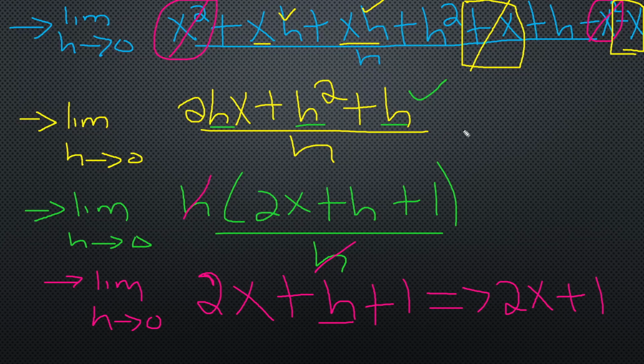So meaning that our f prime will equal 2x plus 1. This is your solution, so you can get your 7 marks out of that.